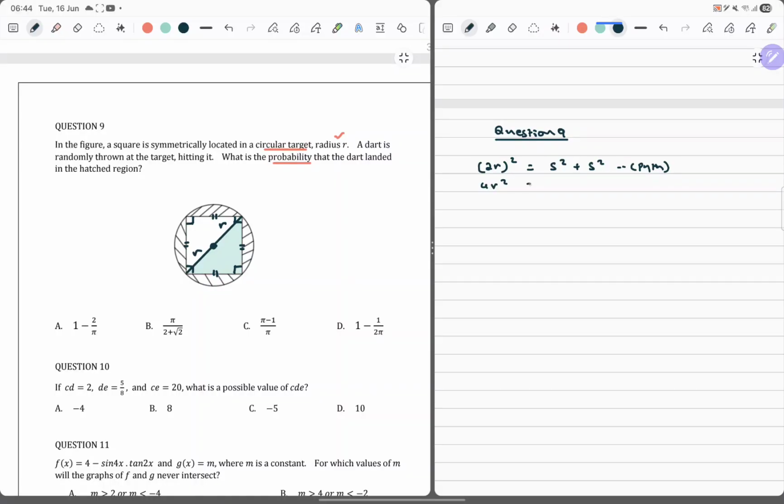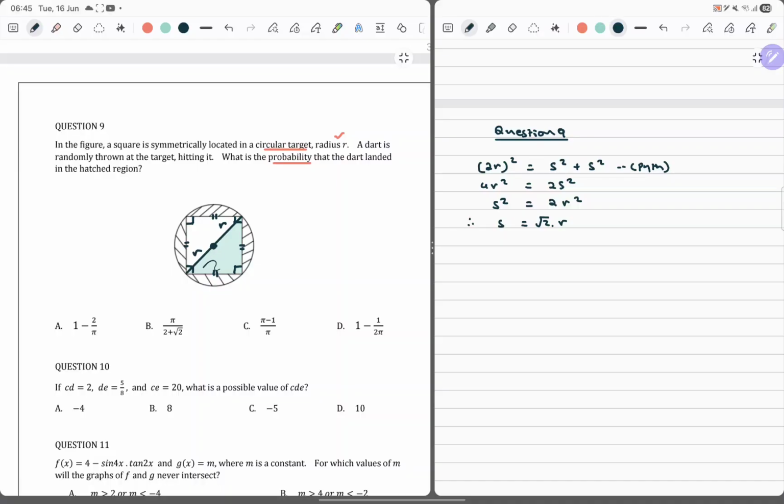So we get 4r squared is equal to 2s squared. Therefore, we know that s squared is going to be 2r squared. So therefore, our side here is going to be root 2 times r when we take the square root. Nice and easy. So that's the first thing that we need to do.